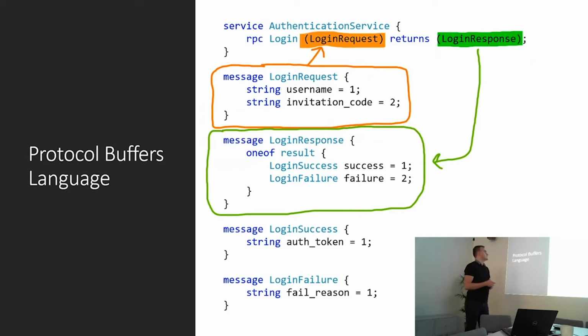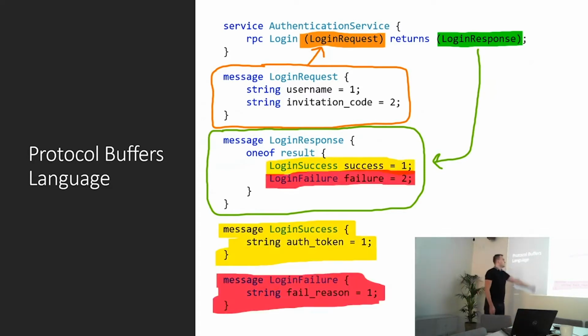So this is how a definition for such a service would look. It starts with the service keyword, and you can see that it has one method called login, which takes LoginRequest as the DTO that goes in and returns the LoginResponse that you see there. And notice this oneof keyword. This is sort of a pattern matching. It says that the LoginResponse, based on how it went, can return either LoginSuccess, for which you have a definition here, or LoginFailure defined here.